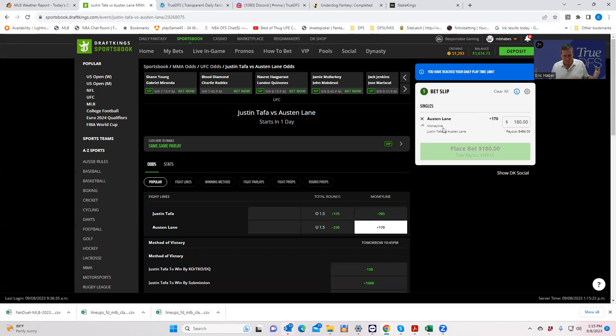Here, the public is on something completely different. They're just convinced that Taffa's winning. So Austin Lane plus the 170, no round or nothing like that. Nice and easy.